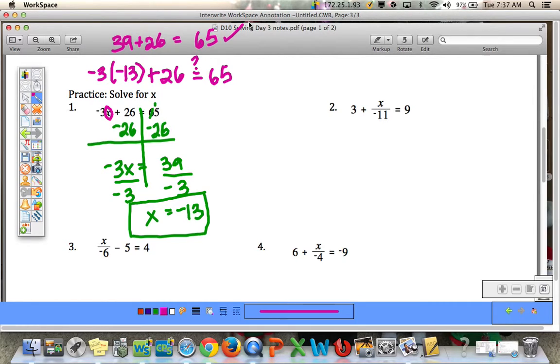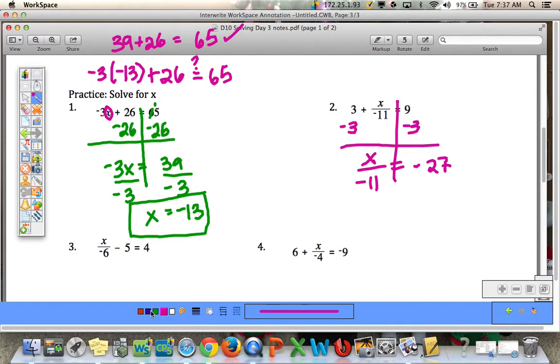All right, so we're going to try the next one. Over here we have 3 plus x over negative 11 equals 9. And when you're solving, you do opposite order of operations. We have division, we have addition. Get rid of the addition first. So subtract 3 from each side. We have x over negative 11, or x divided by negative 11 equals negative 27.